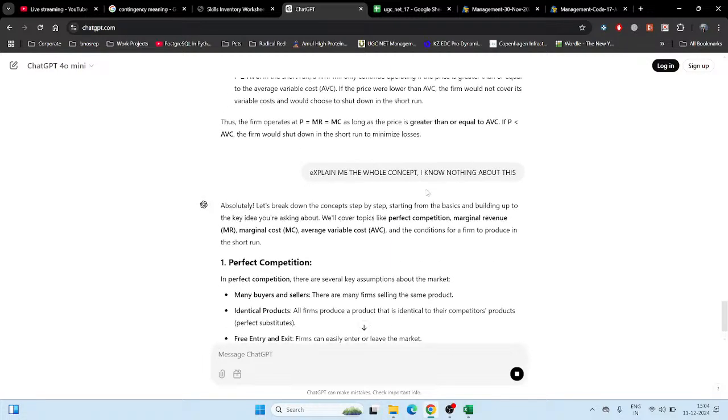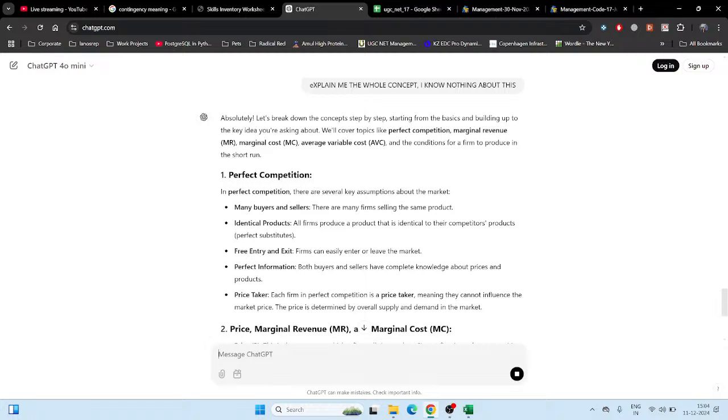We'll cover topics like perfect competition, marginal revenue. We know marginal revenue and marginal cost average conditions for perfect competition. There are several key assumptions about the market. Many buyers and sellers. There are many firms selling the same product. Identical products. All firms produce a product that is identical to the competitors. Free entry firms can easily enter or leave the market. Perfect competition, perfect information. Both buyers and sellers knowledge about prices and products. Price taker. Each firm is perfect in competition. Is a firm in perfect competition is a price taker, meaning they cannot influence the market price. The price is determined by overall supply and demand in the market.